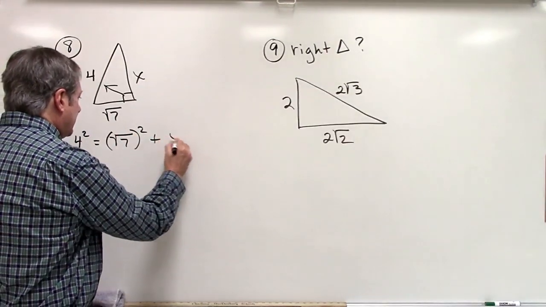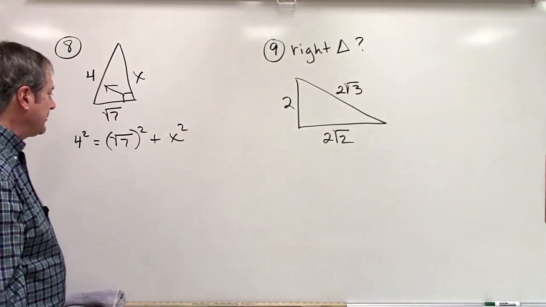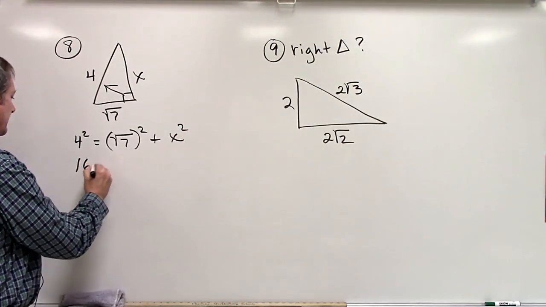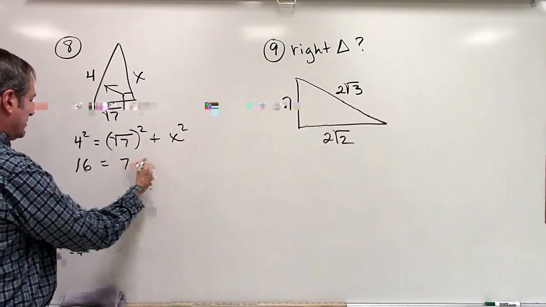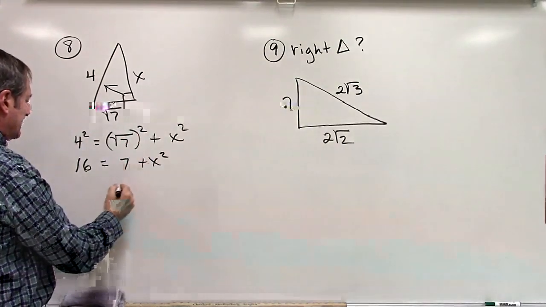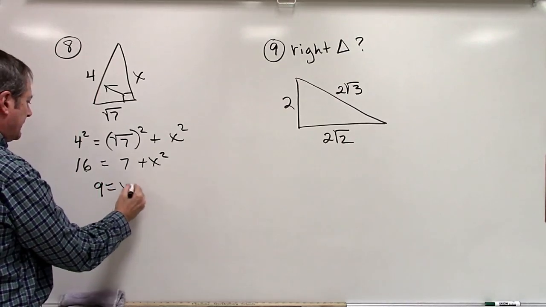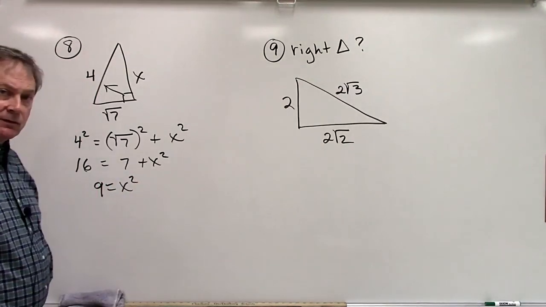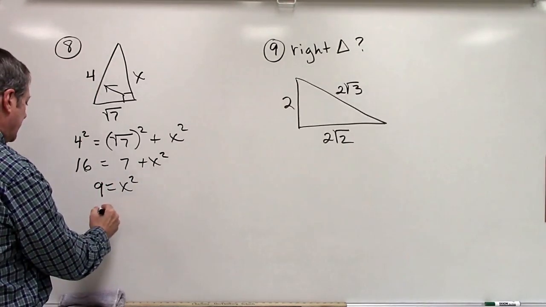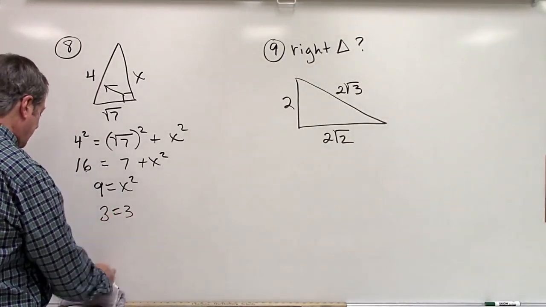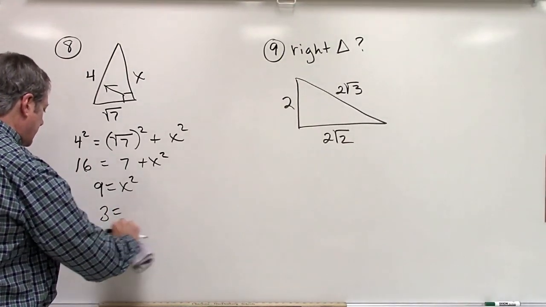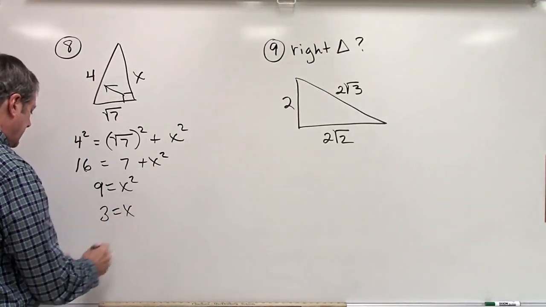And then we've got x squared over here. So we have 16. Square root of 7 squared is 7 plus x squared. Subtract 7 from both sides, we have 9. And then we'll take the square root of both sides. The square root of 9 is 3. Whoops, 3 should be there, and an x right there.